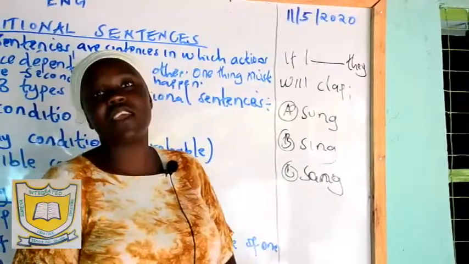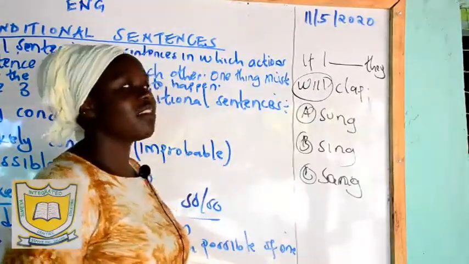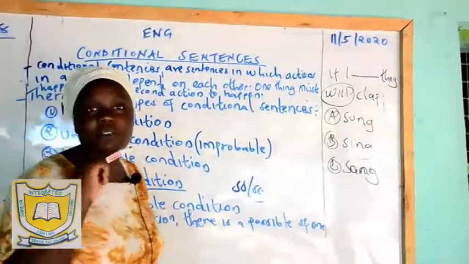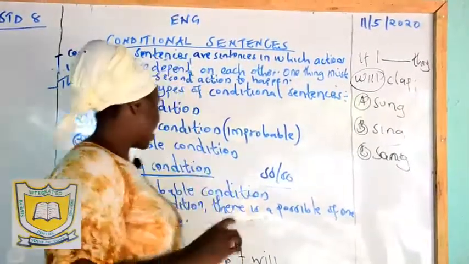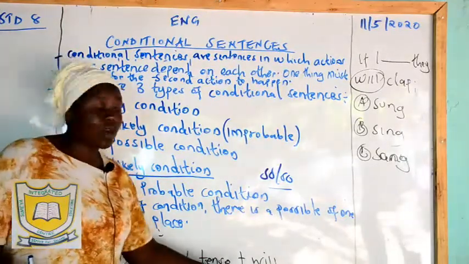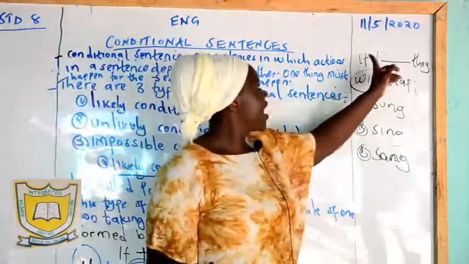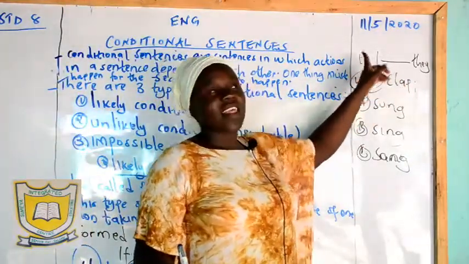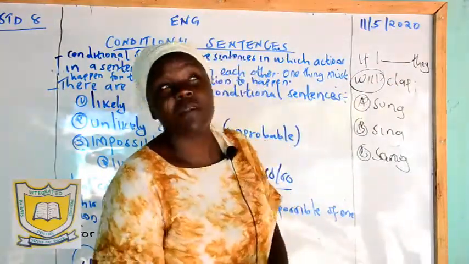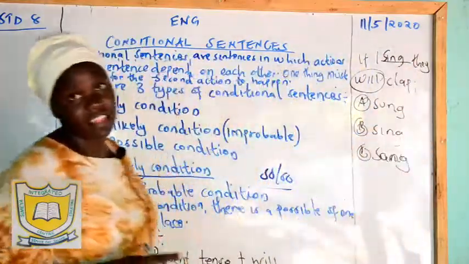What is going to guide you in this sentence? The moment you see will in your sentence, just know that is the likely condition. And how do we form the likely condition? We form the likely condition by use of if plus a present tense plus will. So if you see will, that tells you this is the likely condition, so you should go in for the present simple tense. So I'm going to say if I sing, they will clap.